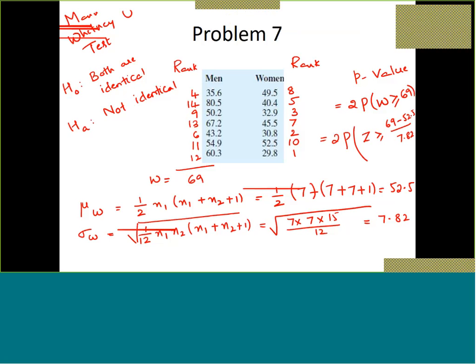When the p-value is less than alpha, we reject H naught. Reject H naught means what? Both populations are not identical. When the p-value is above alpha, we do not reject H naught, which means we cannot say that they are not identical. Yes? Shall we move further? Then I'll move to the next question.